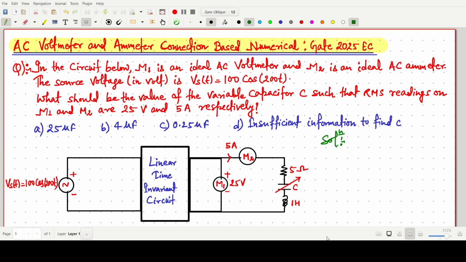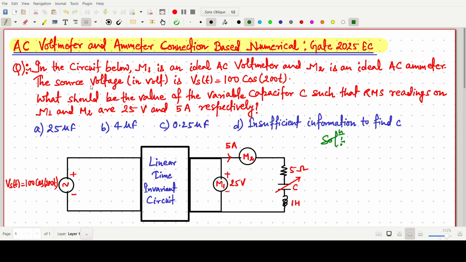Welcome everyone. In this video lecture, we will solve a GATE 2025 EC question which is based on the AC voltmeter and ammeter connection based numerical. The question is: in the circuit shown below, M1 is an ideal AC voltmeter and M2 is an ideal AC ammeter.